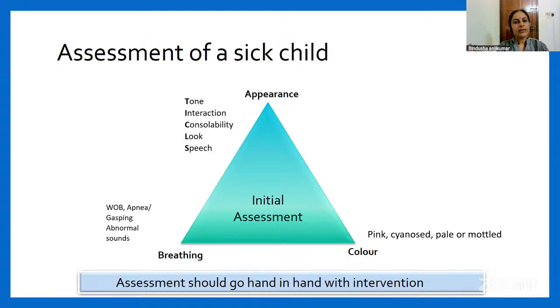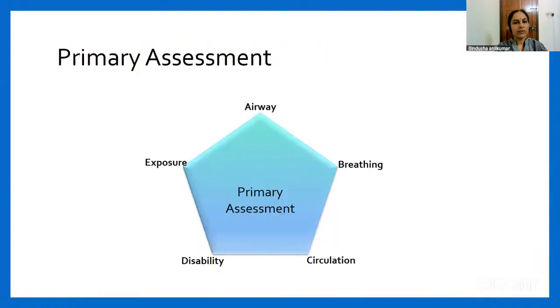If a patient has any life-threatening emergency, you need to start an intervention at the same time. You don't have to complete all the evaluation before you address the problem. Assessment and intervention should always go hand in hand whenever you are treating a sick child. You go straight away for the intervention needed, and at the same time you do the primary assessment. In the primary assessment, you look at the airway, breathing, circulation, disability, and exposure.